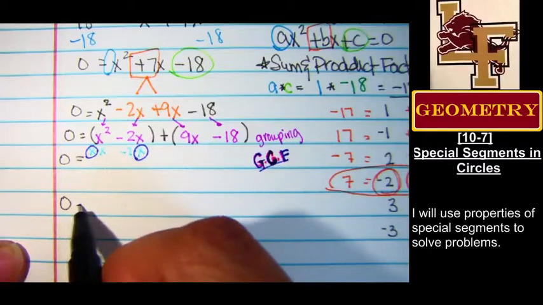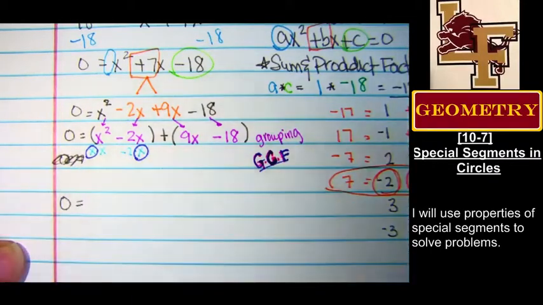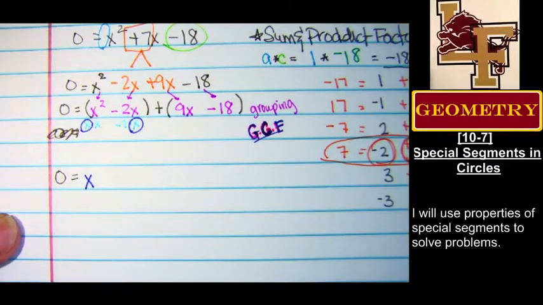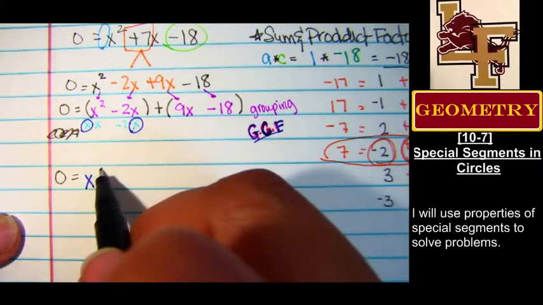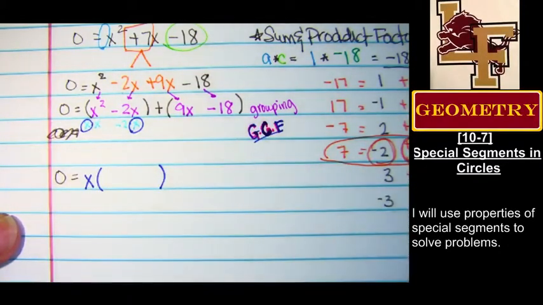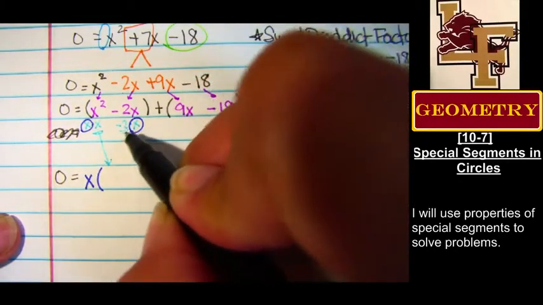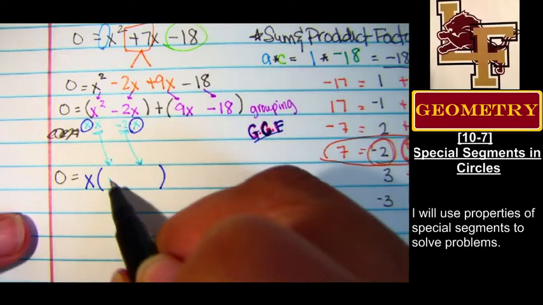And so I'm going to give myself some space. I'm going to remove that right now. And I'm going to write that greatest common factor here. And then I'm going to write some parentheses. And what goes in the parentheses is what I had left over that wasn't part of my greatest common factor.